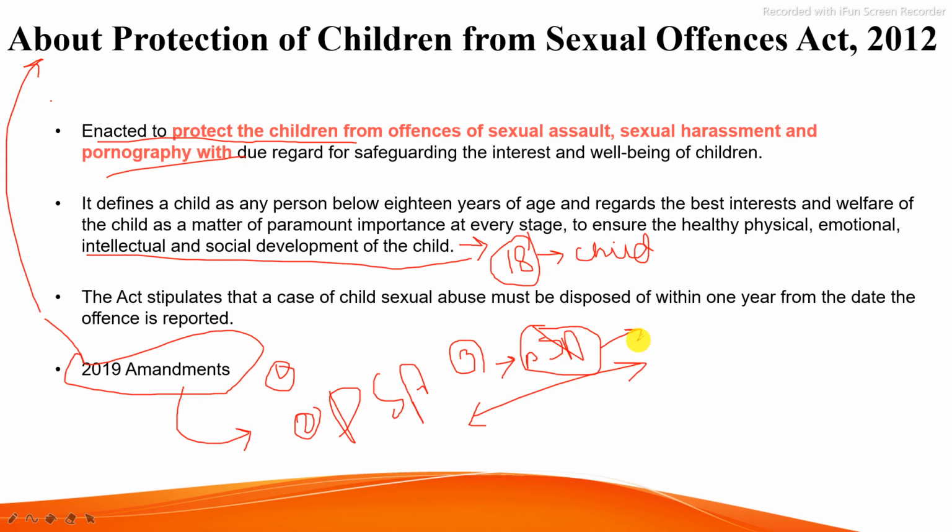It is when a child is mentally ill and the abuse is committed by a person familiar to the child, whom a child can trust. This person could be a family member, a police officer, a teacher, or a doctor. So these were the three provisions brought under the 2019 amendments.